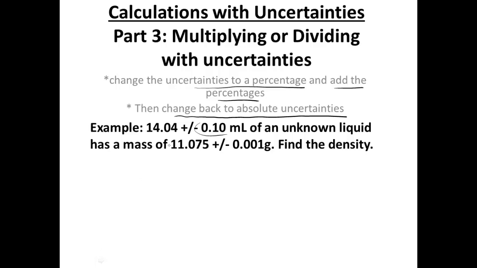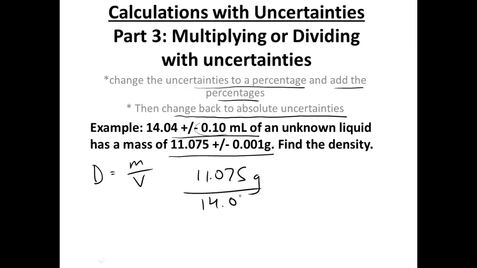So this is a density question. We've got the volume of an unknown liquid, and we've got the mass of that liquid, and we need to find the density. Okay, and I think most people would know that density is mass over volume. Now, everybody can divide 11.75 grams by 14.04 milliliters, and we can calculate our density. It's going to be something like 0.788818 grams per milliliter. Okay, but how are we going to deal with the uncertainties?